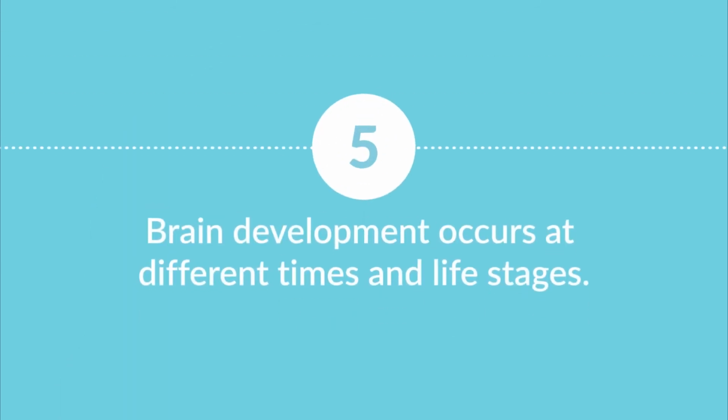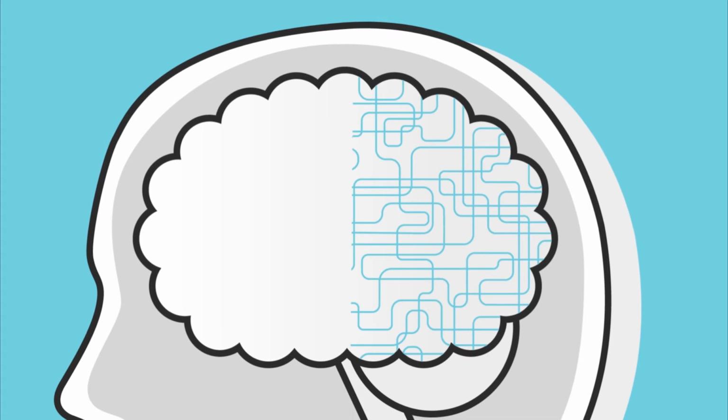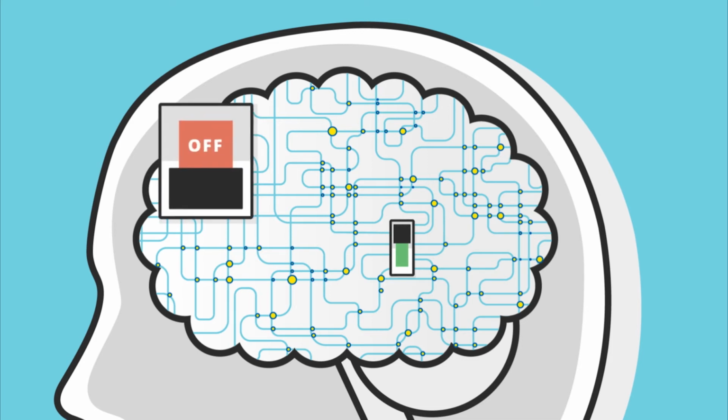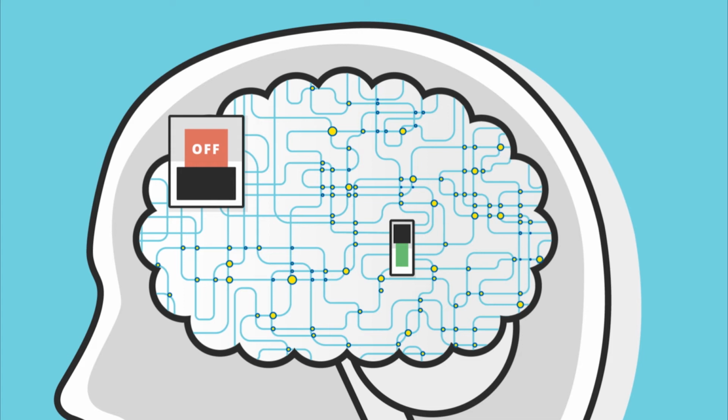5. Brain development occurs at different times and life stages. The cross-section of an animated brain reappears, containing many pathways populating from the back of the brain to the front. An on switch appears at the back of the brain. A pathway is drawn to an off switch at the front of the brain. Because brain development starts from the back of the brain and progresses toward the front, the on switch for the stress response, the amygdala, matures before the off switch, the prefrontal cortex.